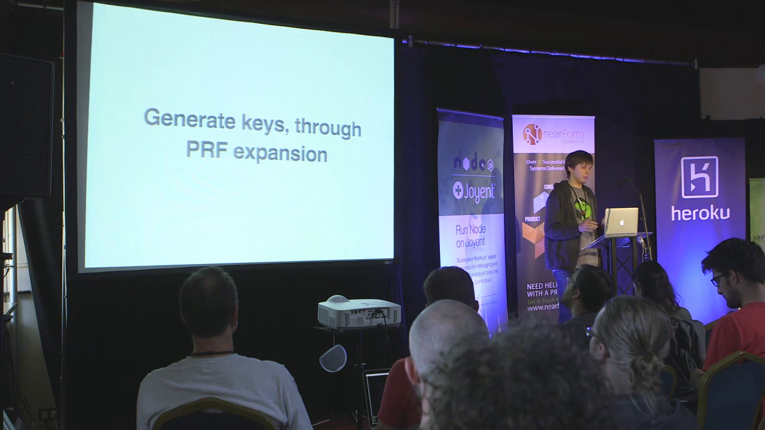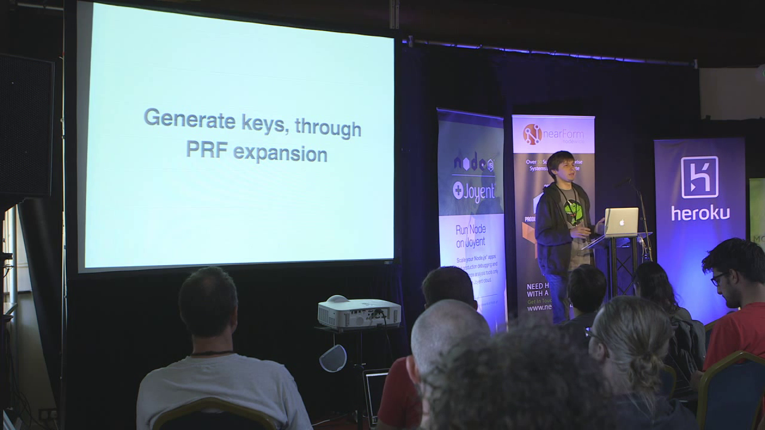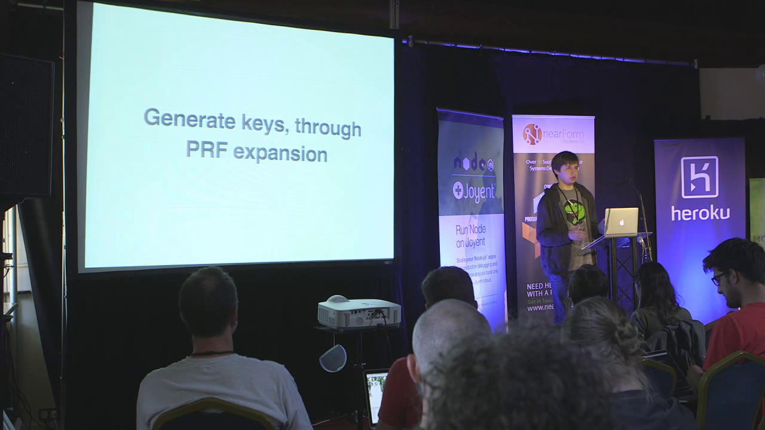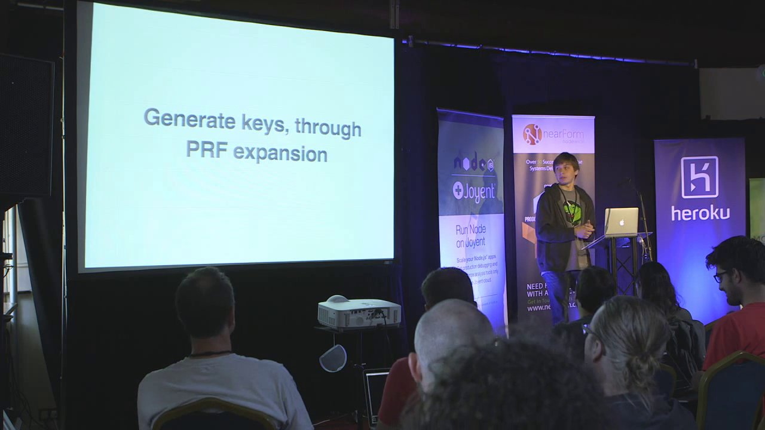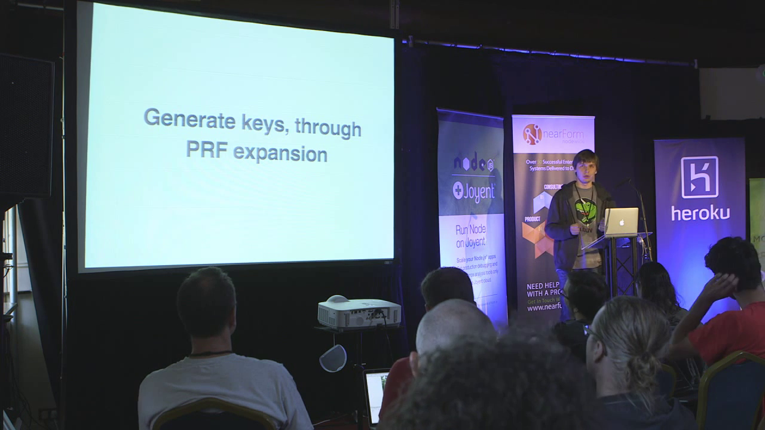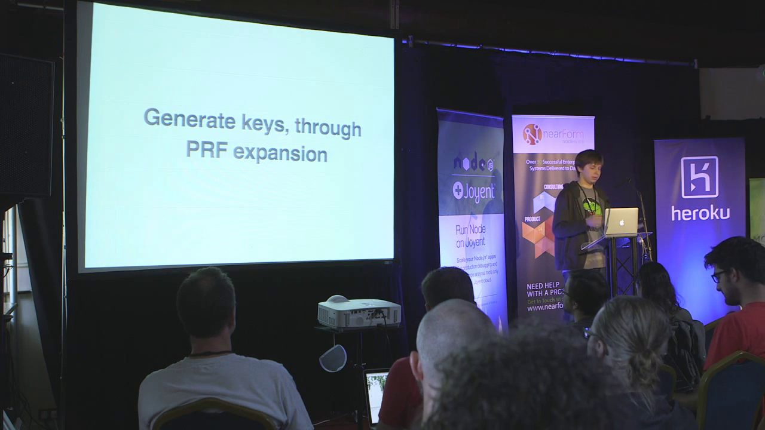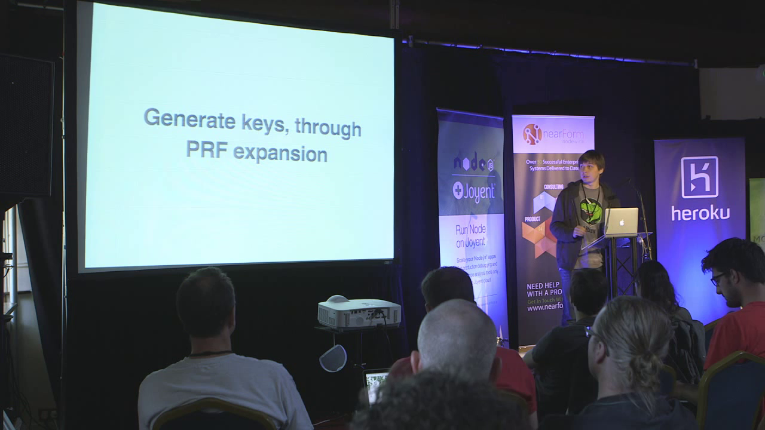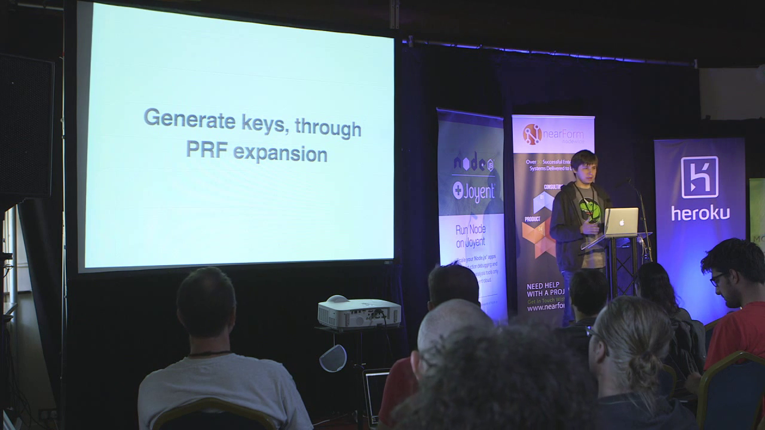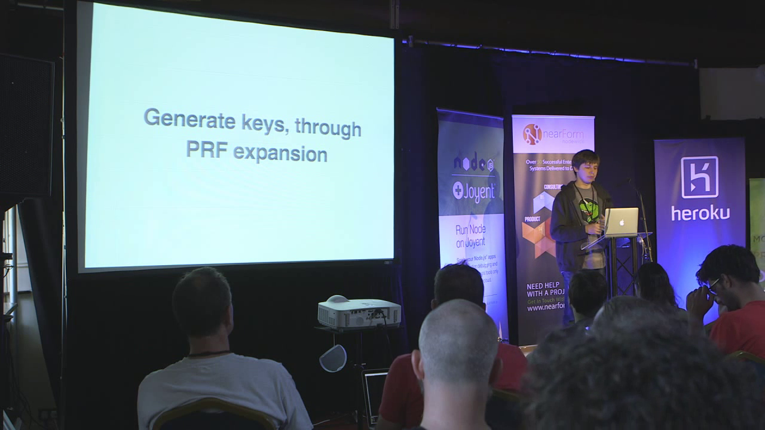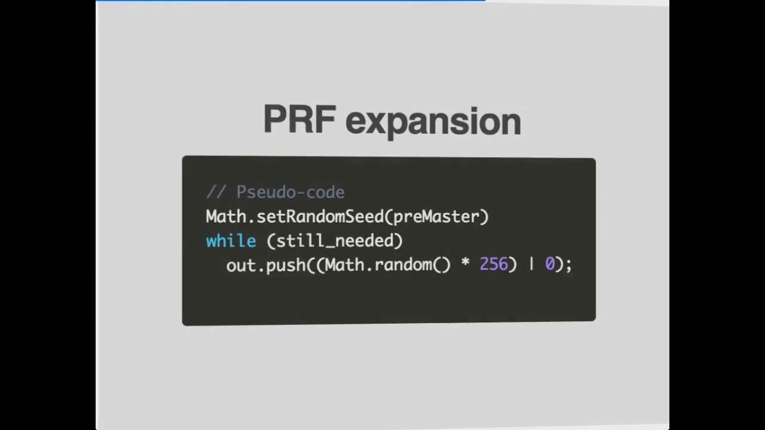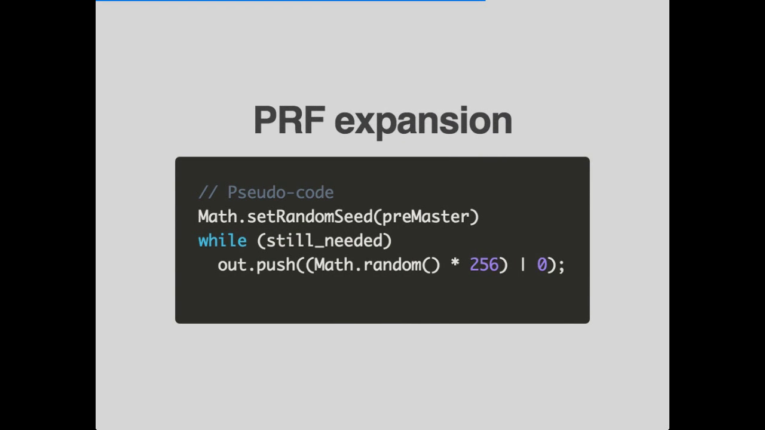But this shared sequence actually depends on the key exchange algorithm that was used for it. So it is usually much shorter than is actually required to generate the keys and encrypt the data. So the TLS protocol expands this data with a PRF function, which stands for pseudo-random function. And in pseudo code, it looks something like this.